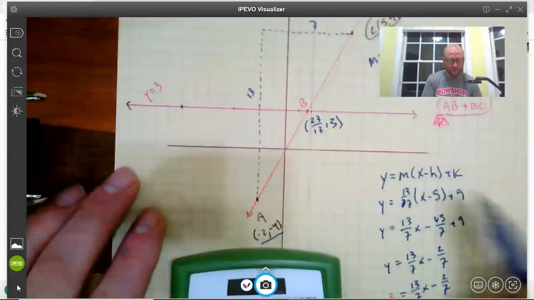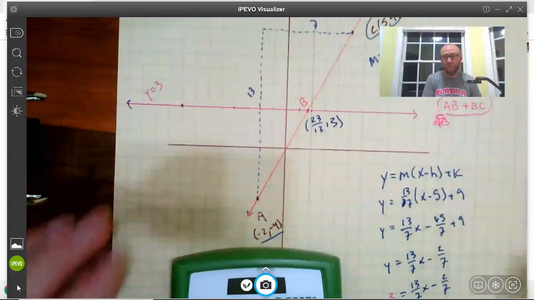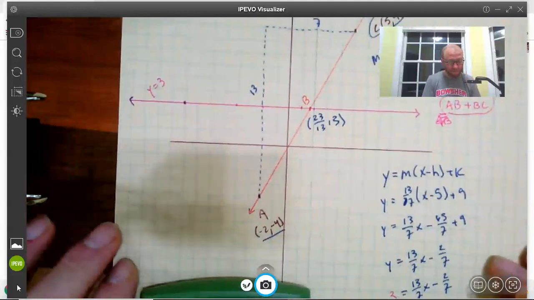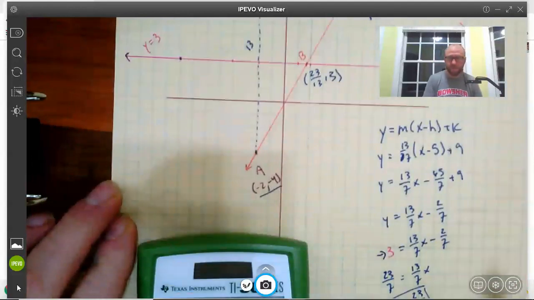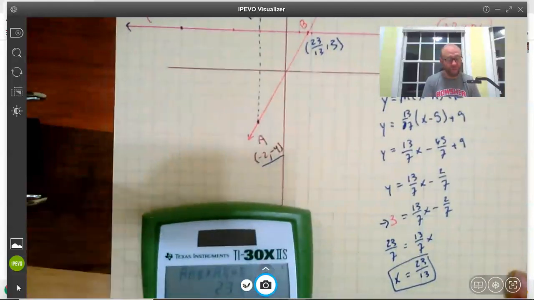The one method was that we set up the equation of our line using the slope in a point-slope equation, and then we just plugged in a value for y equals 3, and we solved for x, and we got x is this ugly number, 23/13. So let's try another method.